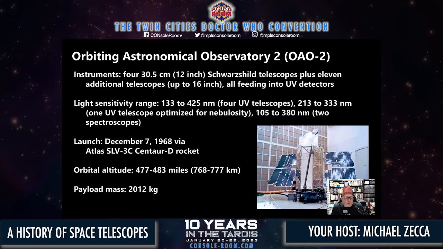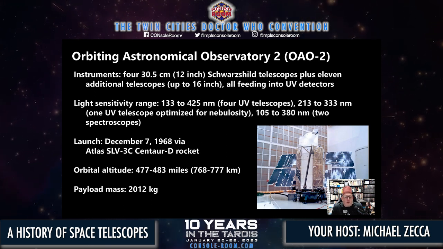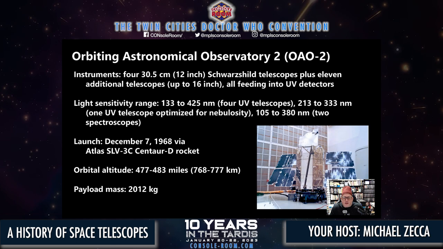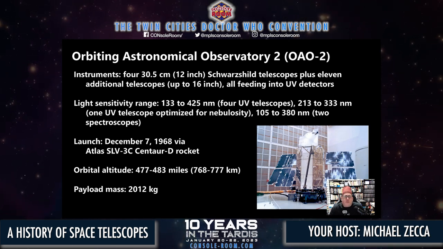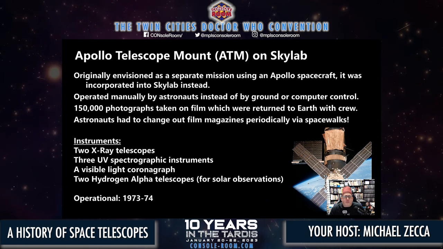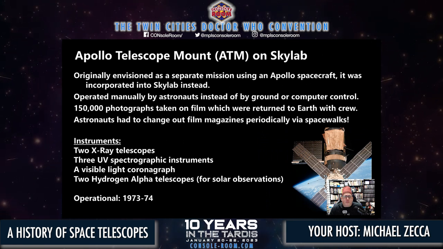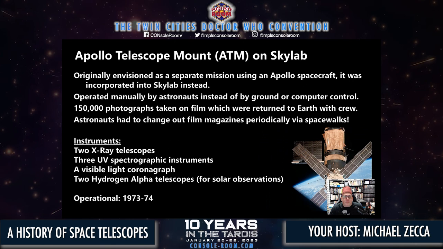This was launched in December 1968, went up about almost 500 miles from the Earth, which is not real far in space terms, but it's a higher orbit. And you see it had a mass of about 2 tons. And there's a picture there, so you can get a sense of what this looked like.